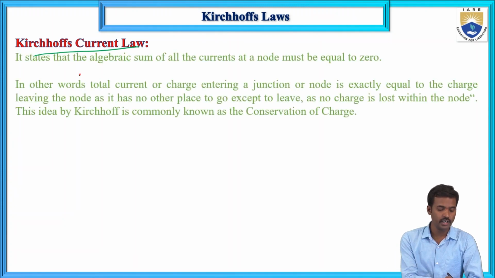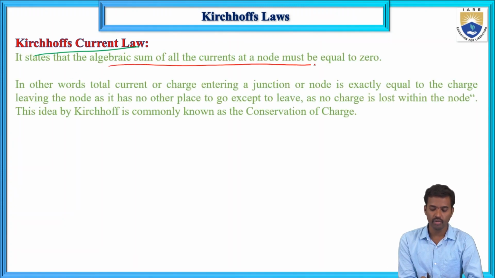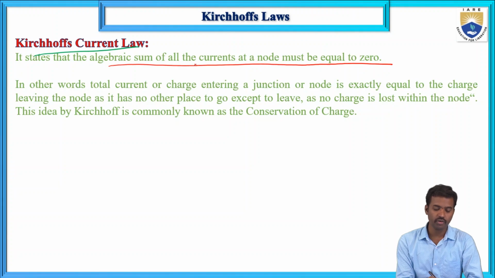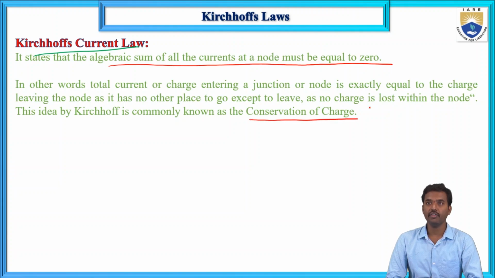So now here it states that the algebraic sum of currents at a node must be 0. In the previous one, Kirchhoff's voltage law, the algebraic sum of voltages in a loop equals 0. But here, in place of a loop there is a node, and in place of voltages there are currents. In other words, the current or charge entering the junction is exactly equal to the charge leaving the node. So it is also known as the conservation of charge.